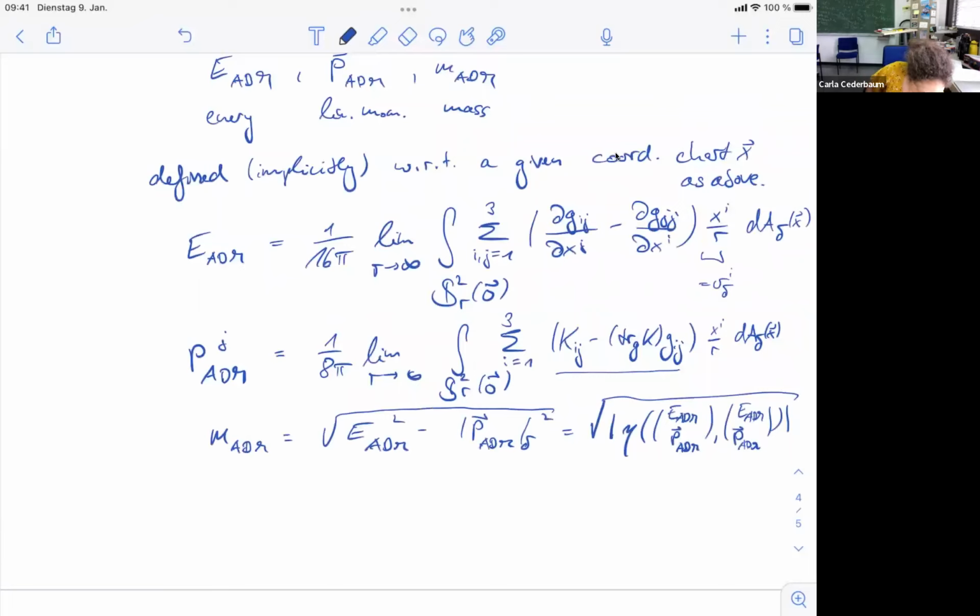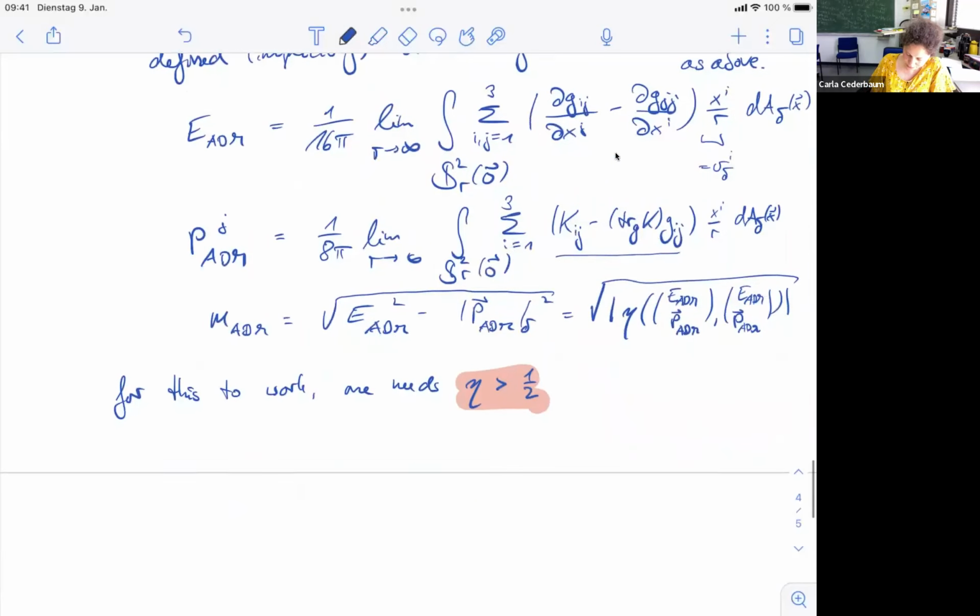So now for this to work, one needs the decay rate eta to be larger than 1/2. Okay? And I'll explain why. Let me explain why one needs this. The reason is an example found by Denisov and Soloviev already in the early 80s.